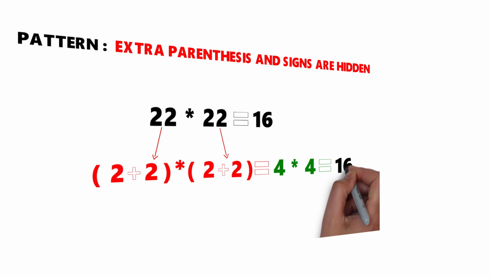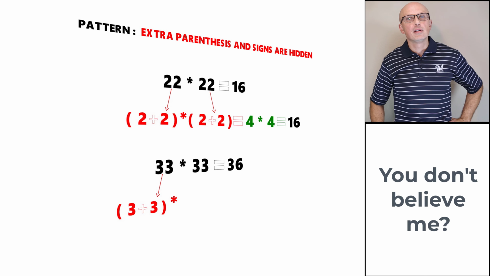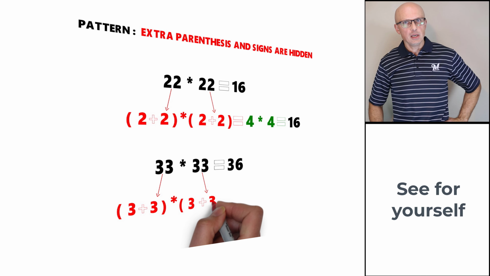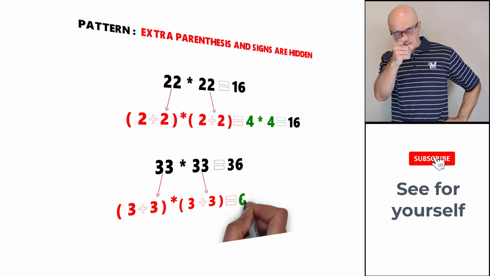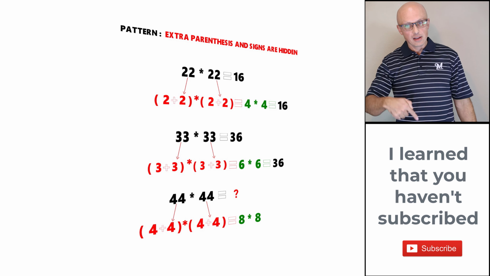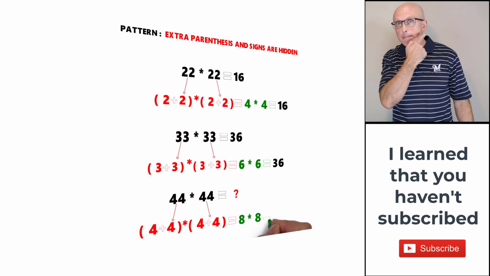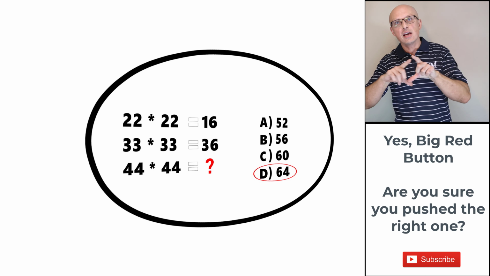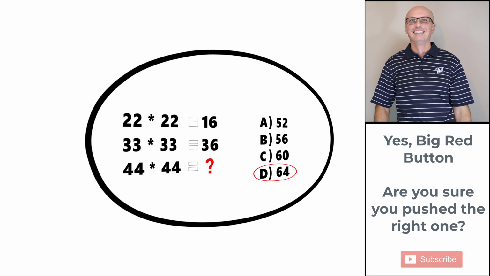Same thing with 3 by 3. If you add in parentheses 3 plus 3, multiply by another set in parentheses 3 plus 3, you will be multiplying 6 by 6 and the result will be 36. So the correct answer here is the set in parentheses 4 plus 4 multiplied by another set in parentheses 4 plus 4, which would be multiplication of 8 by 8, and the end result of this would be 64. So the correct answer here is choice D, 64. Hopefully you've nailed this question and now know how to answer similar problems on the test.